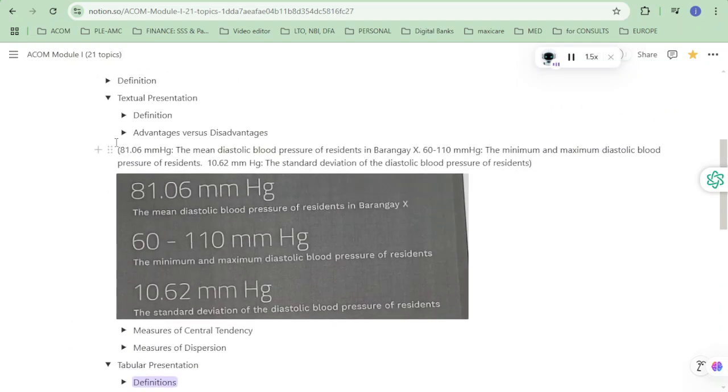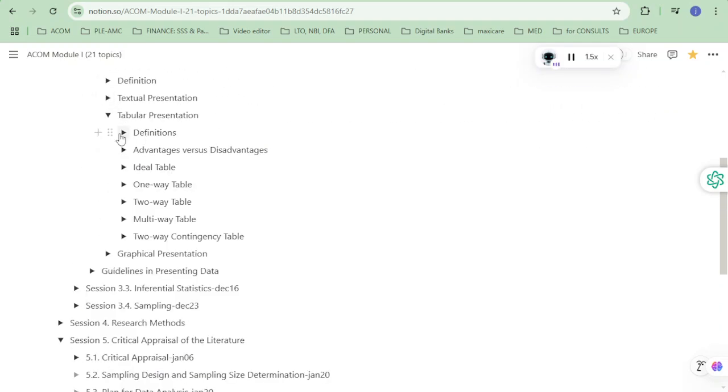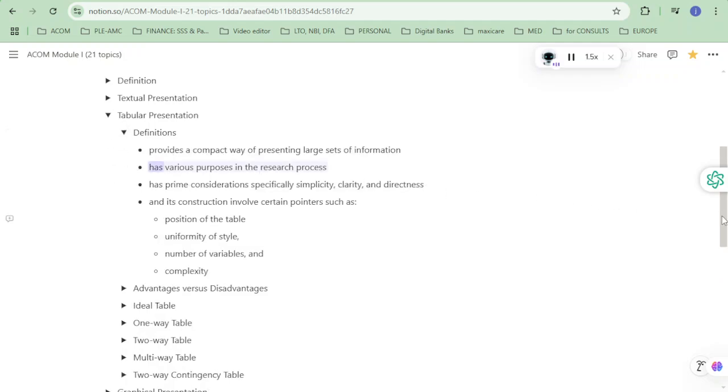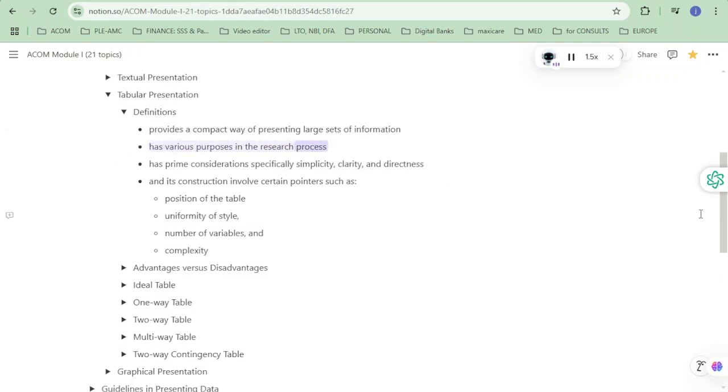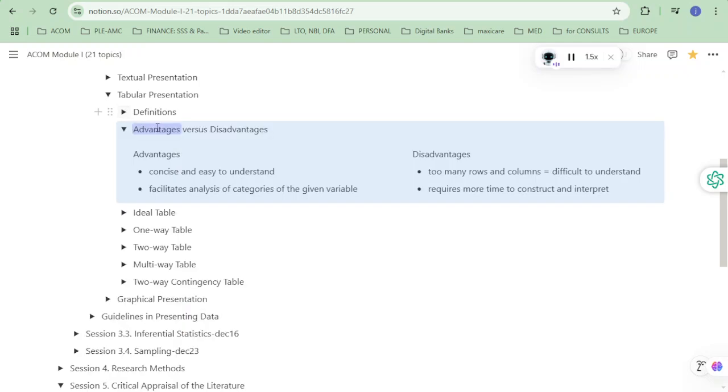Definitions. Provides a compact way of presenting large sets of information. Has various purposes in the research process. Has prime considerations, specifically simplicity, clarity, and directness. And its construction involves certain pointers such as position of the table, uniformity of style, number of variables, and complexity. Advantages versus disadvantages. Advantages.